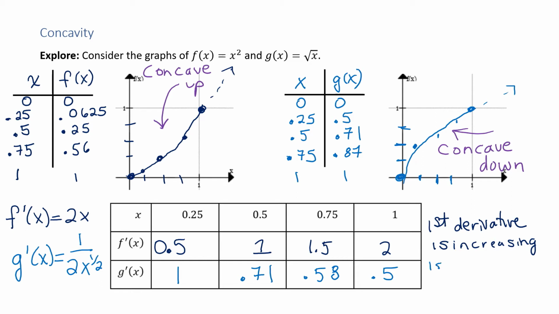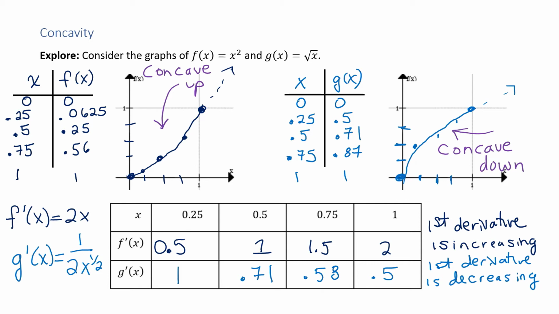However, also note that the first derivative is decreasing. So where the first derivative is increasing, we have concave up. Where the first derivative is decreasing, we have concave down. And both of these functions are increasing in terms of shape.